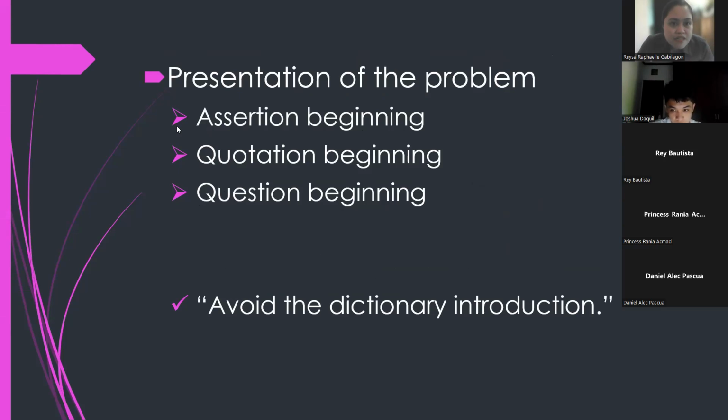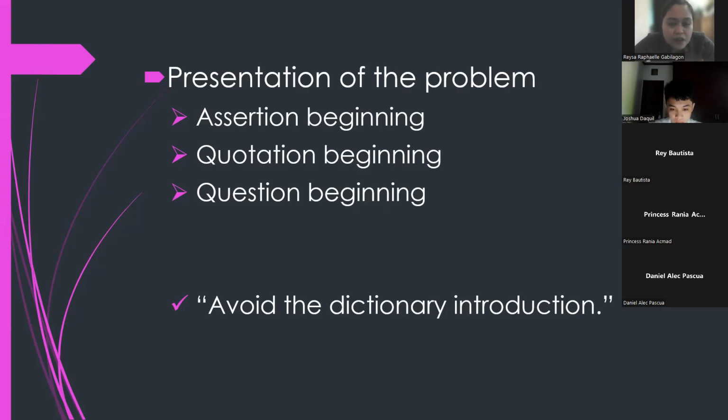Most of our researches in school starts with assertion beginning, wherein you as a researcher will assert something about your topic. You will give your assertion doon sa topic ninyo. Example, your research is about diabetes. Anong example ng assertion? You will begin with, diabetes is one of the most common disease affecting the people worldwide. That's an assertion. That's your like perception as a researcher. Okay? Yan yung tinatawag na assertion beginning.